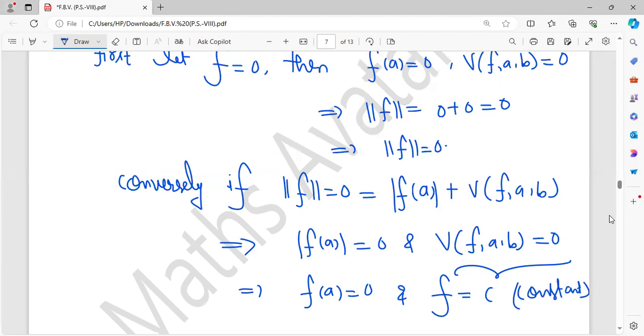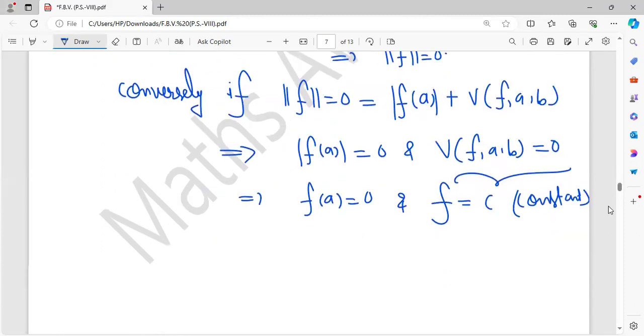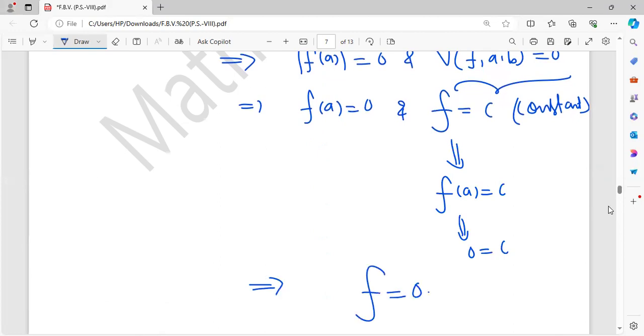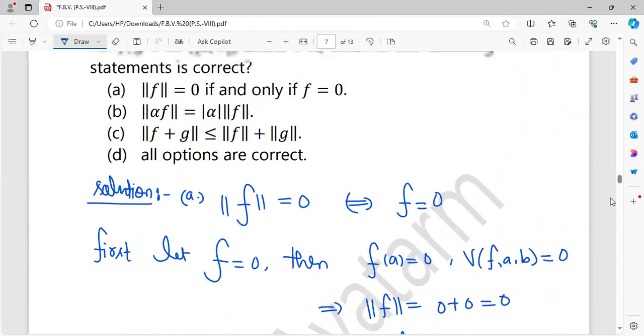Now I will calculate the value of the constant F. It means F(a) will also be C, but this is 0. So C is 0. So this implies F is 0. So the first option is correct.